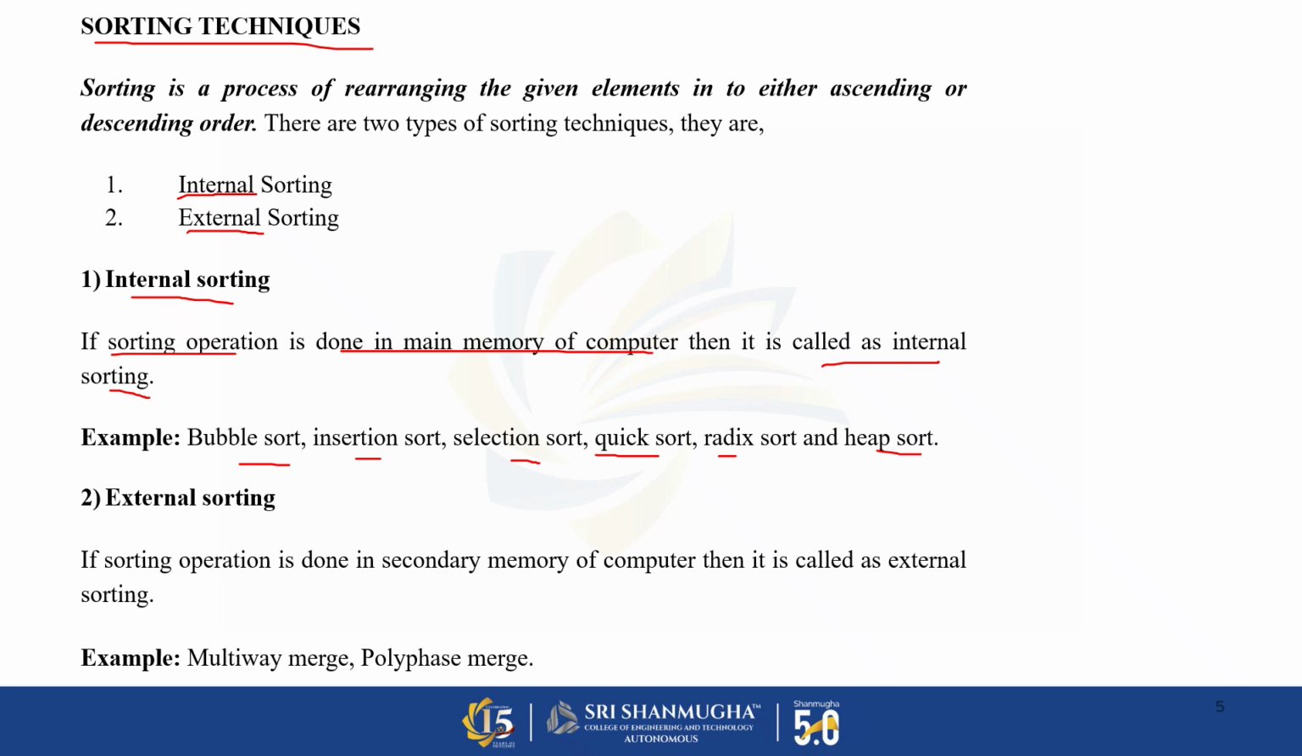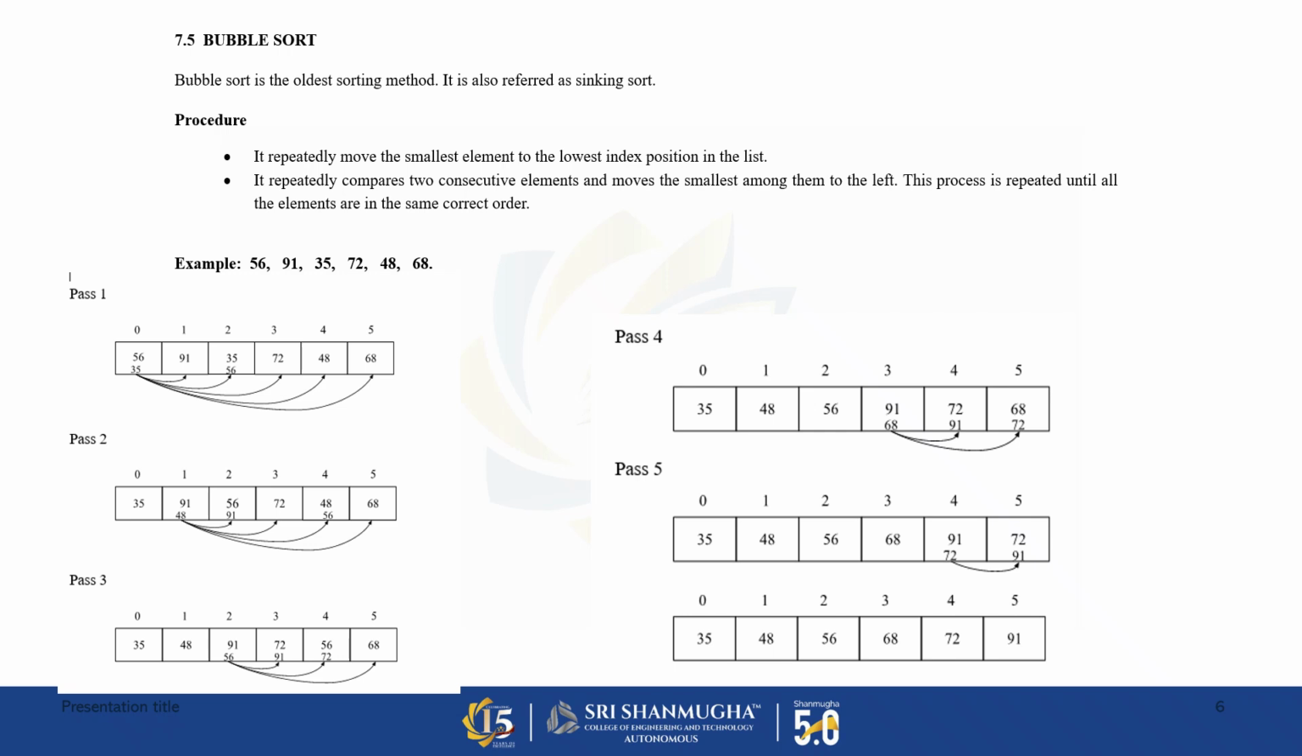These all come under internal sorting. External sorting means the sorting operation is done in the secondary memory of the computer. Examples are multi-way merge and polyphase merge. These are examples of external sorting. Now let's begin with bubble sort.